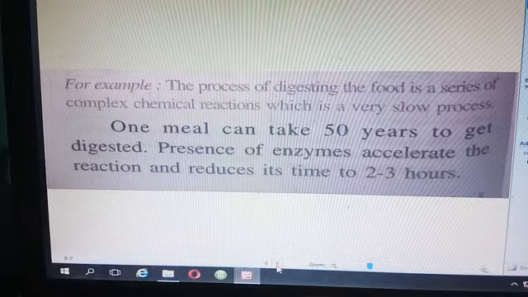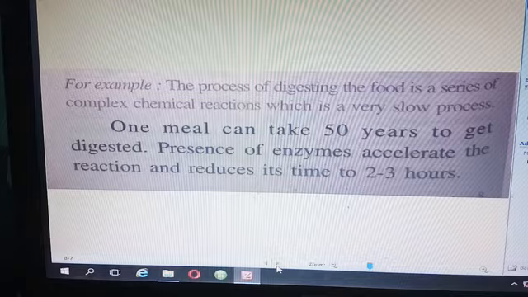So what is helping the meal to digest very fast? These enzymes. The presence of enzymes accelerates the reaction and reduces its time to 2 to 3 hours. You can see how efficient enzymes are. They are converting 50 years' time to 2 to 3 hours. The meal that takes 50 years to digest can be digested in 2 to 3 hours due to the presence of enzymes.